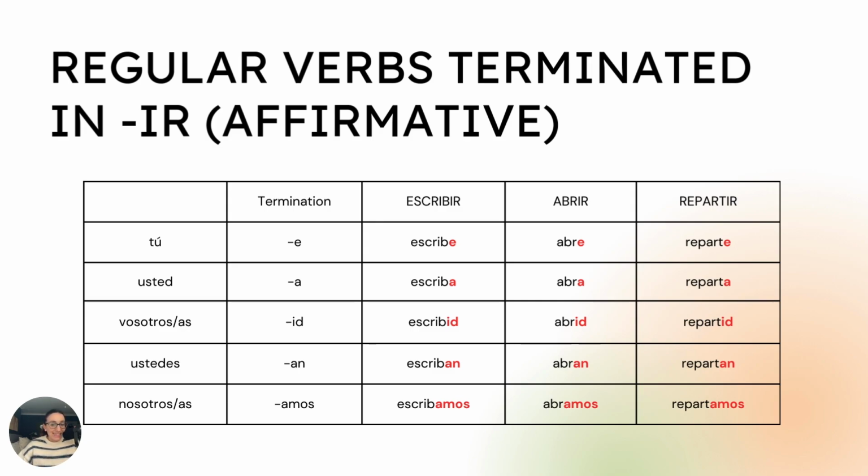Vosotros o vosotras, abrid. So, for example, you're at home and your children are at home with you, and somebody rings the door, and you tell your children, "Chicos, abrid la puerta." So, guys, open the door. Abrid la puerta. Ustedes abran. Y nosotros o nosotras abramos.